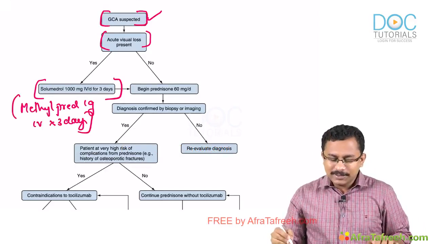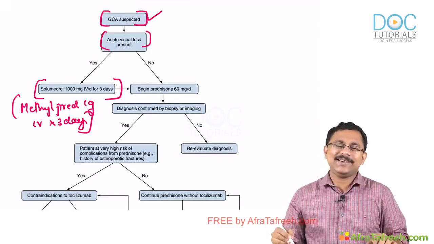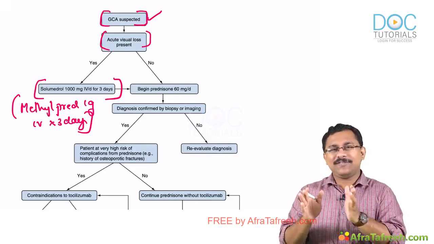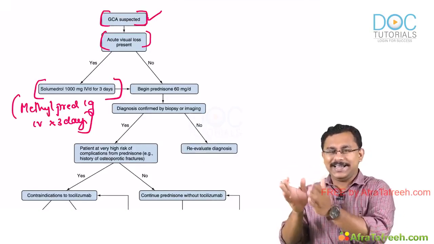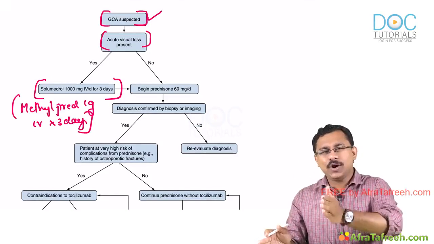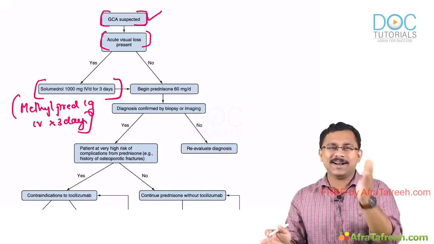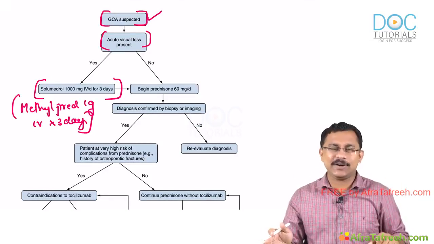Now comes the question. Often students ask me, sir, if there is a visual loss in a patient with giant cell arteritis, should you not go for a biopsy first, confirm the diagnosis, and then start steroids?